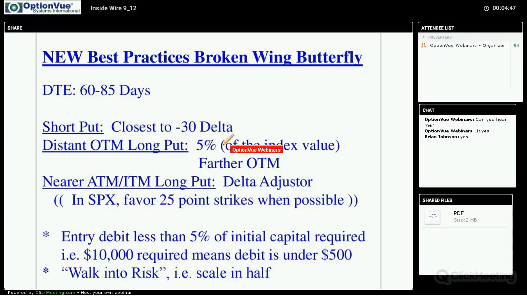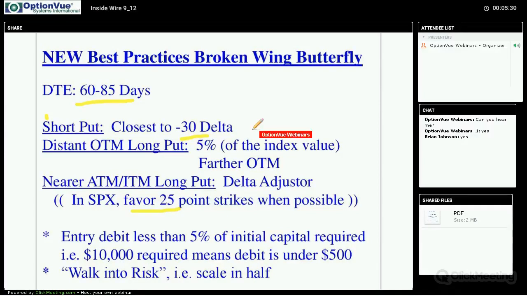And so days to expiration, we're keeping it, and everyone's kind of in line, 60 to 85 days initiating. For the short put, where we put our short, we could do short 2 for every one of the longs we put on. We go to the option closest to a negative 30 delta. And what we're going to do in the SPX is favor the 25-point strikes whenever possible in all of this. The open interest at the 25-point strikes is typically much better than in the 10 and 5-point strikes. All right. So we begin with the short put at 30 delta.